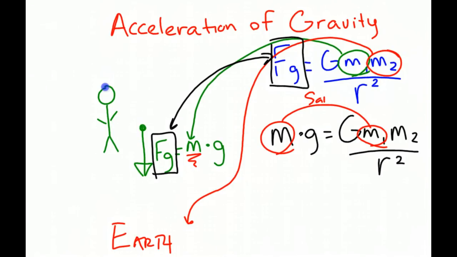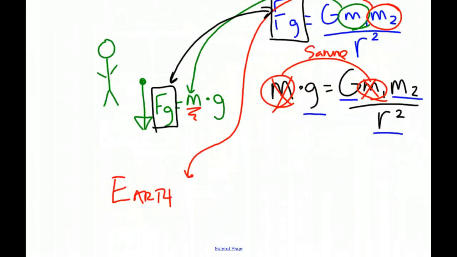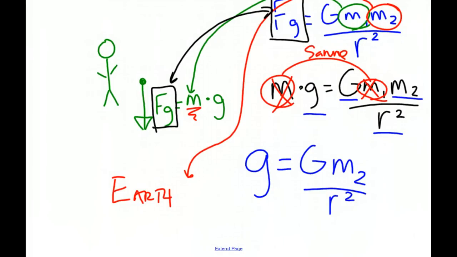Now m1, remember, we said was this mass right here, and so this mass and this mass are the same, and thus cancel out. And so here's the result. We have g right here, big G, the gravitational constant, m2 and r, and we have that g is equal to big G m2 divided by r squared.